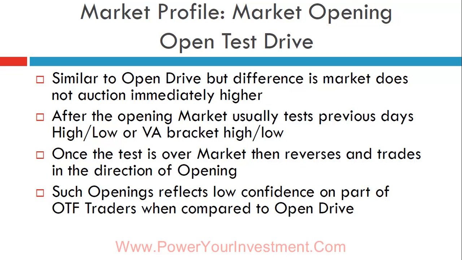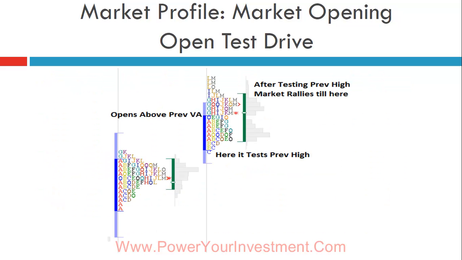Okay, now let us take an example. Yeah, if you look here, see again, this is the initial balance of the previous profile, this is the value area. Okay, this is where the prices have closed. Now look what happens. The opening is here, that is O. The market auctions down. It tests the previous value area high, or rather we can say it's testing the high of the previous day, and then it starts auctioning higher.